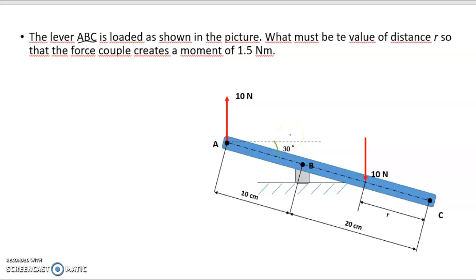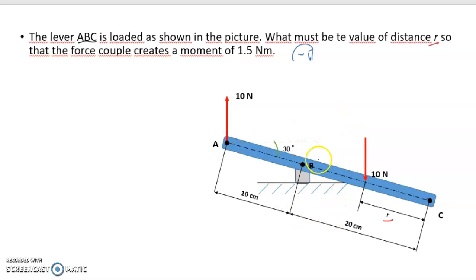The problem also asks what must be the value of the distance r, this distance, so that the force couple creates a moment of 1.5 newton meters. It doesn't say the direction of the moment. However, if we look at the couples and how they are arranged, we will see that the moment must be negative, clockwise. Why? The force on the left is going up, the force on the right is going down. That means this one will push this way, this one will push this way, creating this rotation. So we know that the moment is going to be negative.